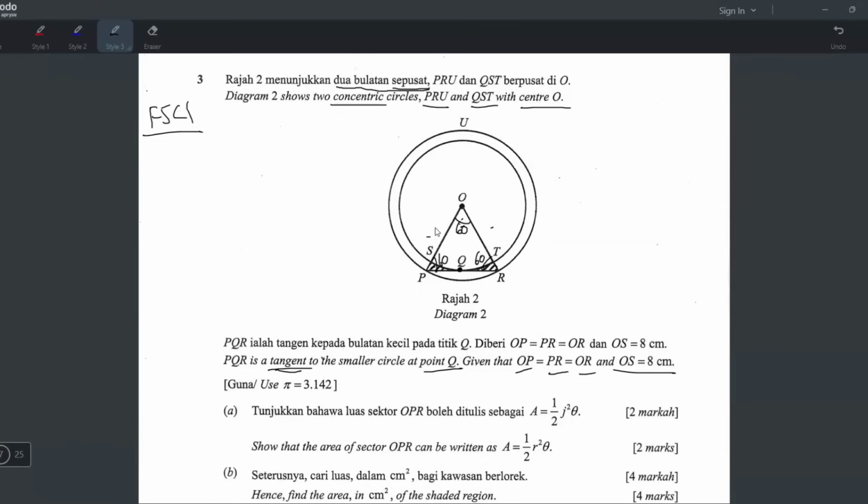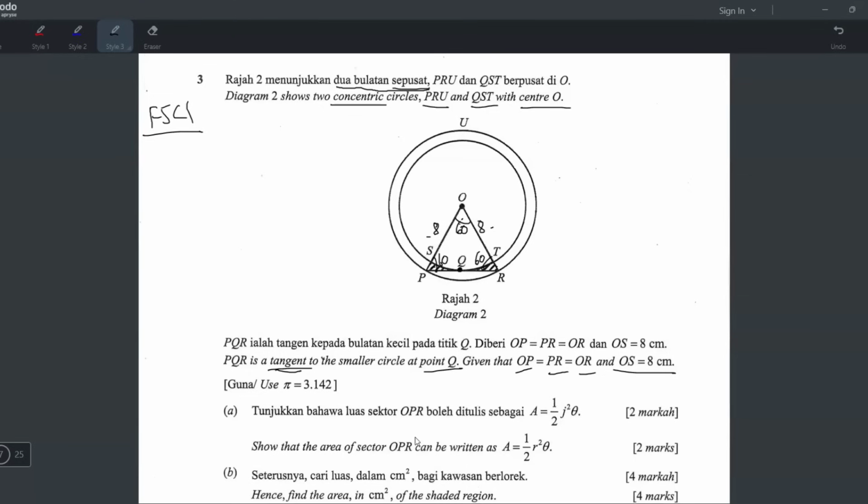And then OS is 8. Okay, that one is here, right? So the 8 is actually the radius of the small circle, the inside circle. So OK is also 8, because OK is also a radius, right? Okay, so far okay. And then A says what?